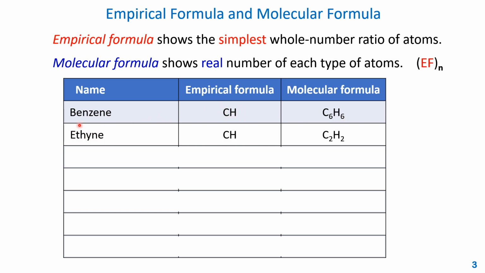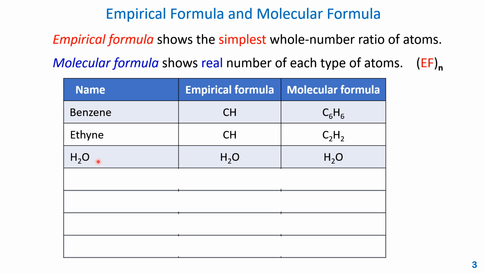Another compound, ethyne, the molecular formula is C2H2. The empirical formula is also CH. I'm sorry, 2:2 is not the simplest ratio. So 2:2 is actually 1:1. So you can see different compounds with different molecular formulas could have the same empirical formula.